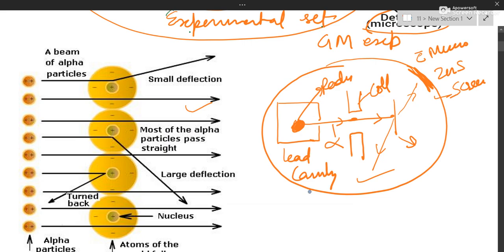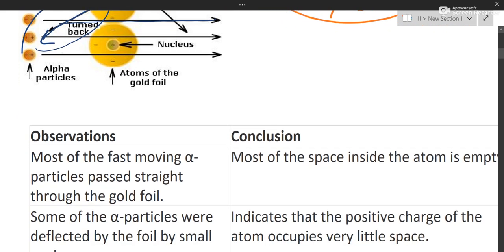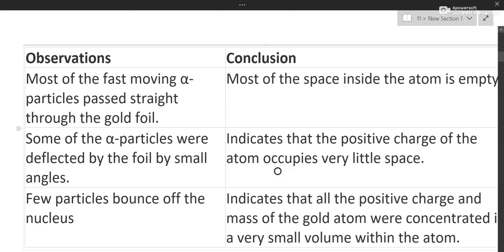So you can see most of the alpha particles are passing straight, that we know. You can see so many straight lines are there, and very few are deflected through large angle. This is the one which is deflected through large angle, and there are few which are deflected through small angles. Okay, that diagram is to be drawn.